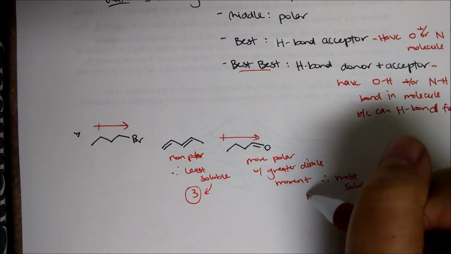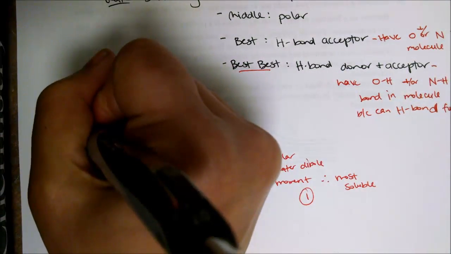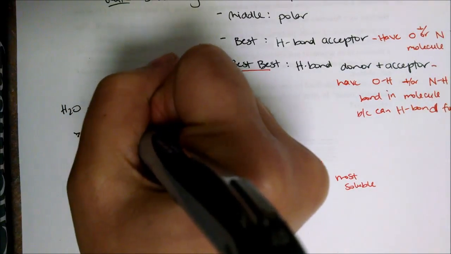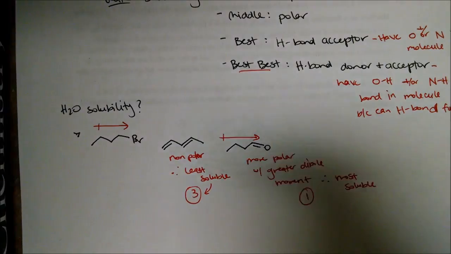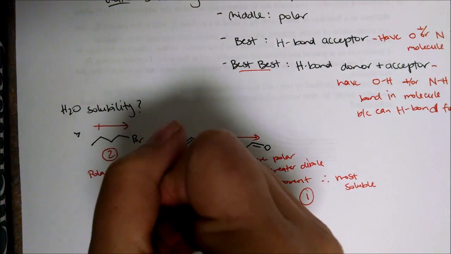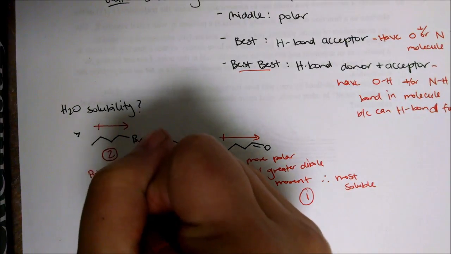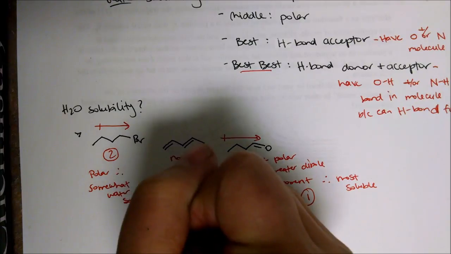So this will be 1. Okay, by the way, we're talking about solubility, just in case you forget the question, okay? So that means this guy is still polar, therefore somewhat water soluble.